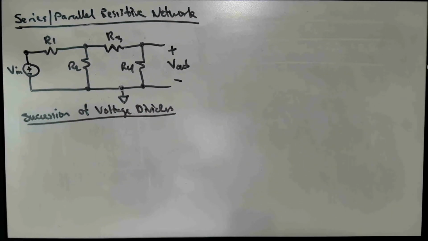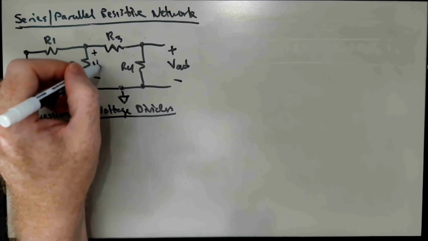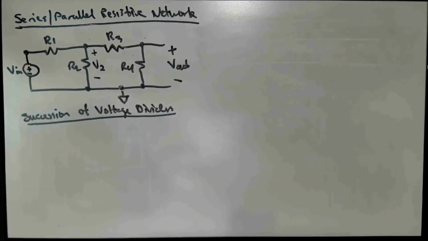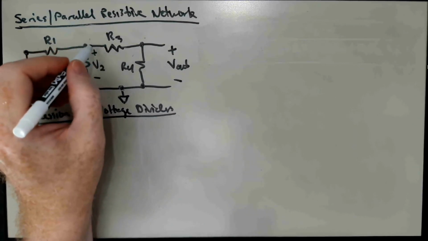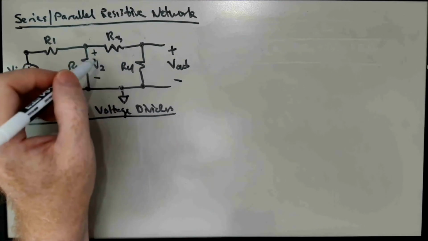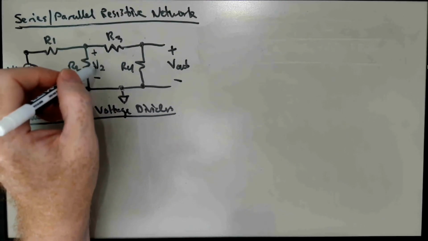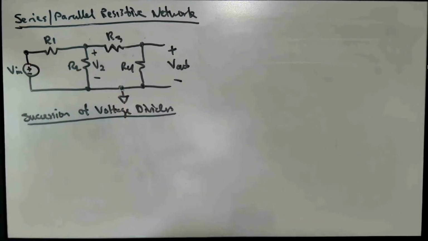So here's the idea. If I knew what this voltage was here, V2, if that were my input voltage, let's say, I could write down V out using the voltage divider rule. Right? So V out would just be given by V2 times R4 over R3 plus R4. However, V2 is not my input. It's actually an intermediate node.